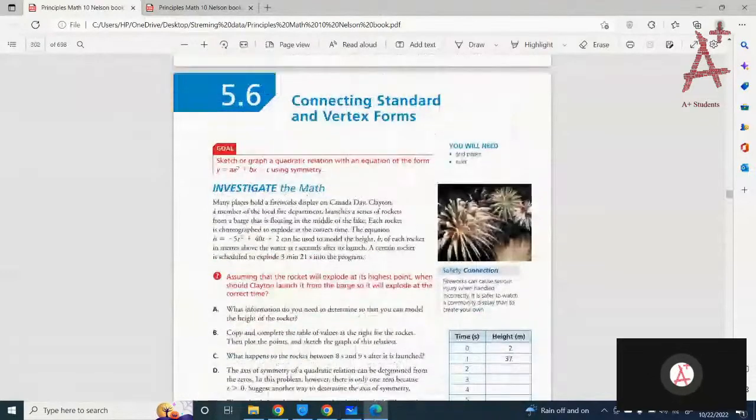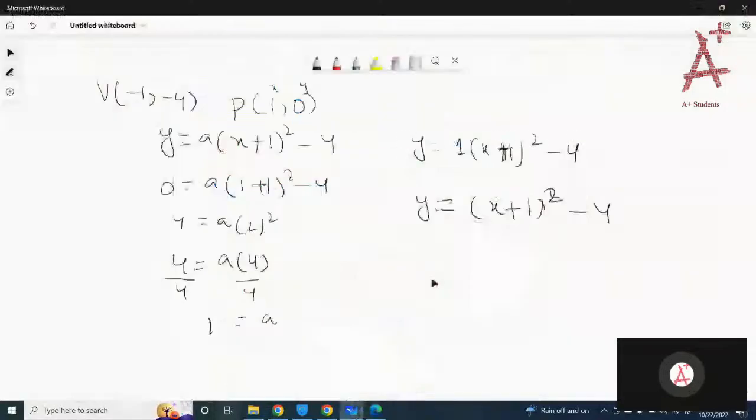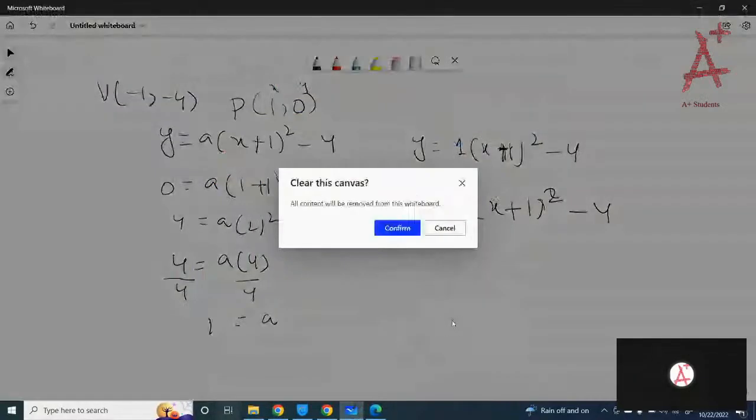Got it? Okay, the next topic is connecting standard and vertex form. Let's start with 5.6, that is connecting standard and vertex form.